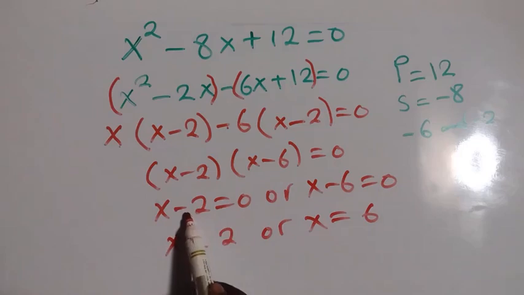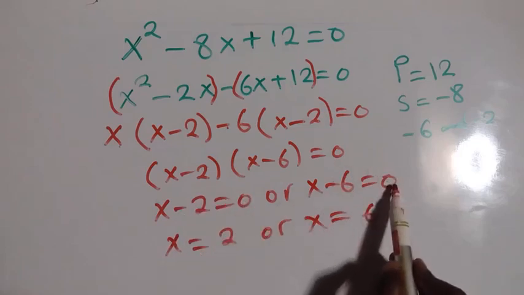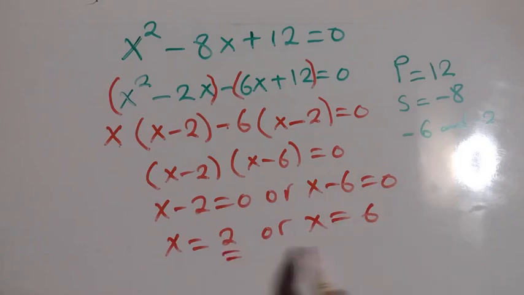This is a negative to go where 0 is, becomes a positive. So these are the two possible values of x.